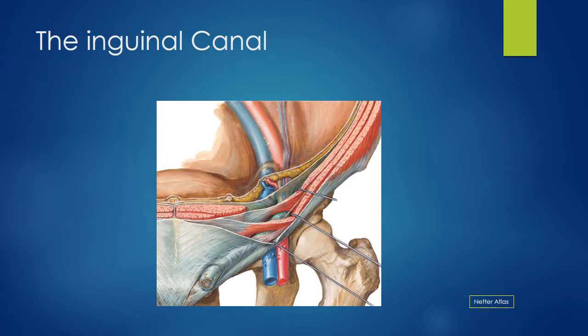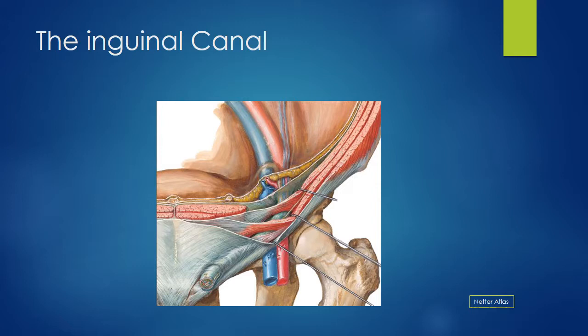The inguinal canal is a 4 to 5 centimeter long structure in the adult, extending from the internal ring in the transversalis fascia to the external ring, which is an opening in the external oblique aponeurosis.